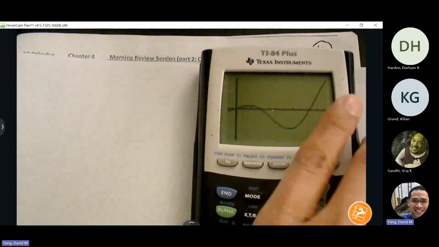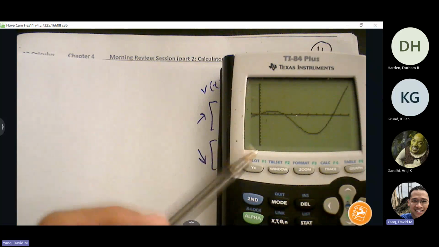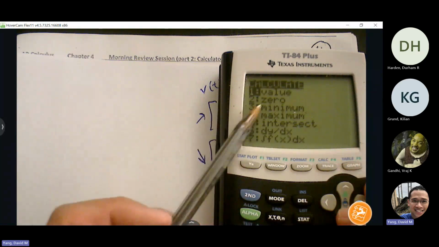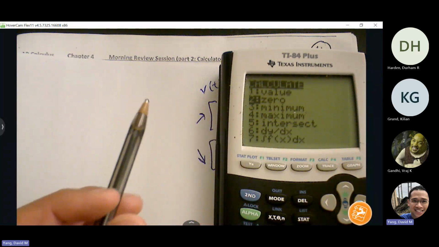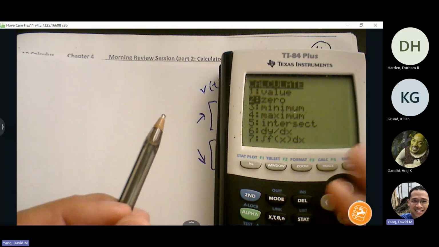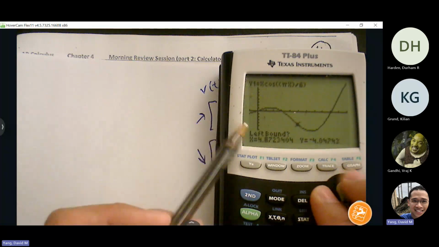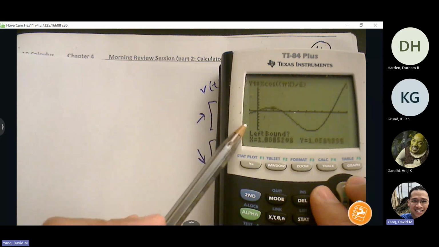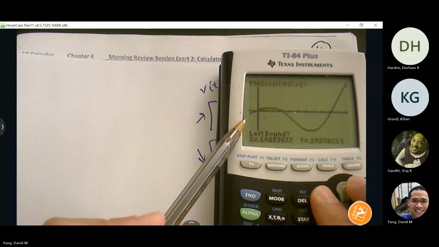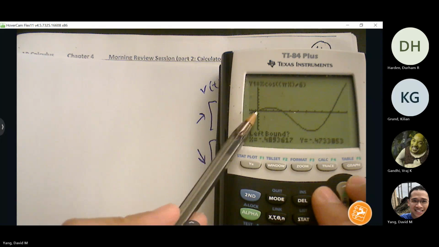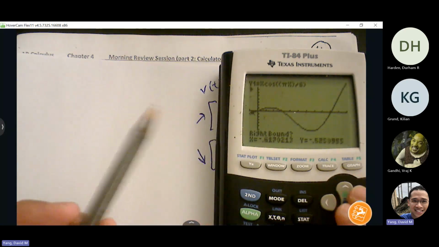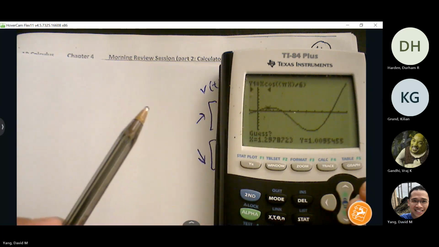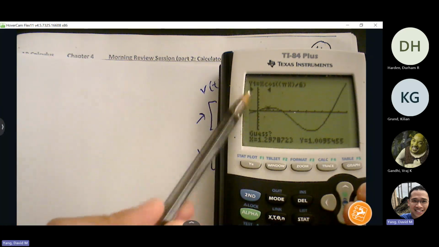So you start off by looking for my x-intercepts. If you do second trace 0, this will help you find your x-intercept. I'm pretty sure that's a 0, but I could just pick a point to the left of my x-intercept, hit enter. Pick a point on the other side of my x-intercept, hit enter. And now it's going to find that x-intercept for me.